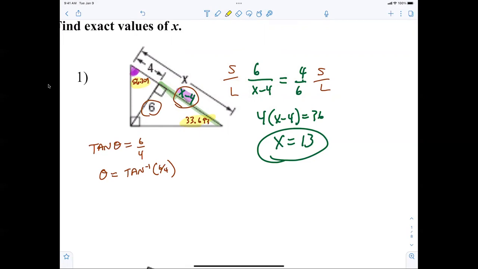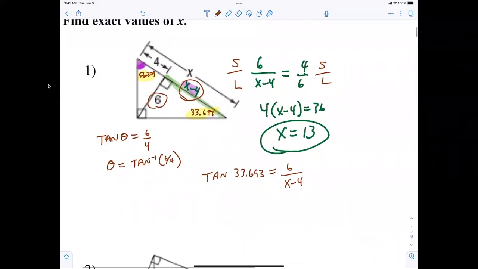So now I can use tangent of 33.693 is equal to 6/x minus 4. So I agree with that. Yes, guys? And you could go from there if you didn't see the proportions. All right, that's what some of you guys, you're getting answers and I don't know how you're getting answers. So you have to show me your work. I just don't want an answer written down. All right, so that's another method.